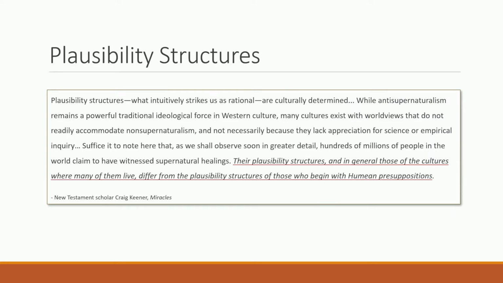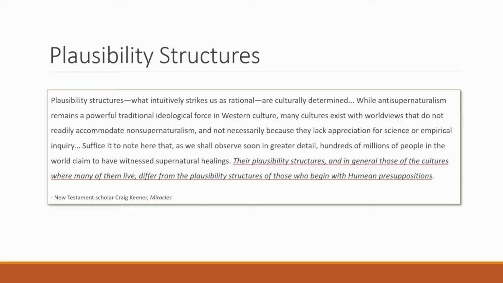Here's a quote from New Testament scholar Craig Keener in his book Miracles. He says, "Plausibility structures, what intuitively strikes us as rational, are culturally determined. While anti-supernaturalism remains a powerful traditional ideological force in Western culture, many cultures exist with worldviews that do not readily accommodate non-supernaturalism, and not necessarily because they lack appreciation for science or empirical inquiry.